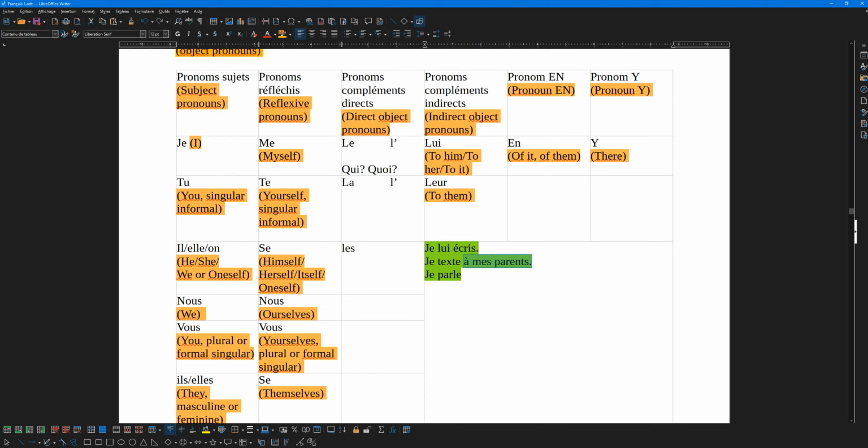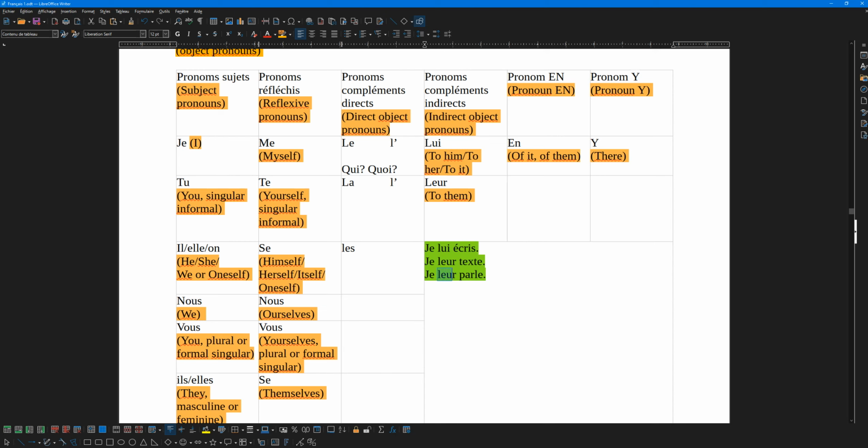To them, it will be leur. Je leur texte. I can say I'm talking to my brother: je leur parle. Like that. So leur here cannot take an S.